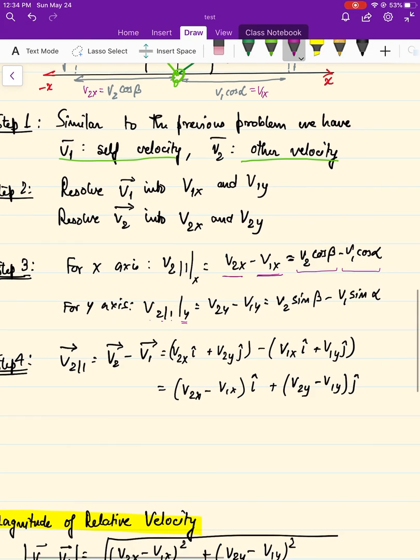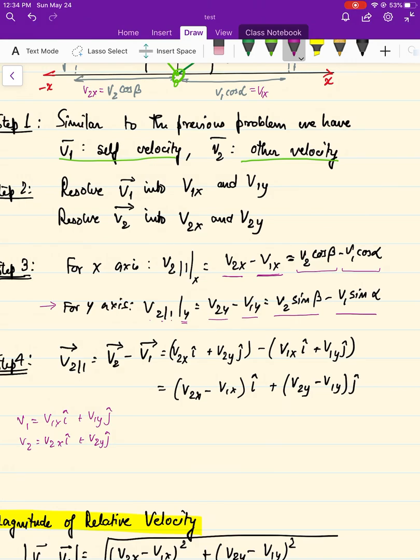Right. Again, for the y-axis, we have v2y minus v1y, and we have the components v2 sine beta and v1 sine alpha, right? And after this point, I think everything is pretty trivial, because we know that if we have the vectors v1 is equal to v1x i cap plus v1y j cap, and v2 as v2x i cap plus v2y j cap, and this is basic decomposition of vectors into a Cartesian coordinate system, where we have v1x and v2x as the two x components of vectors v1 and v2, and v1y and v2y as the y components of the vectors v1 and v2 respectively, right?